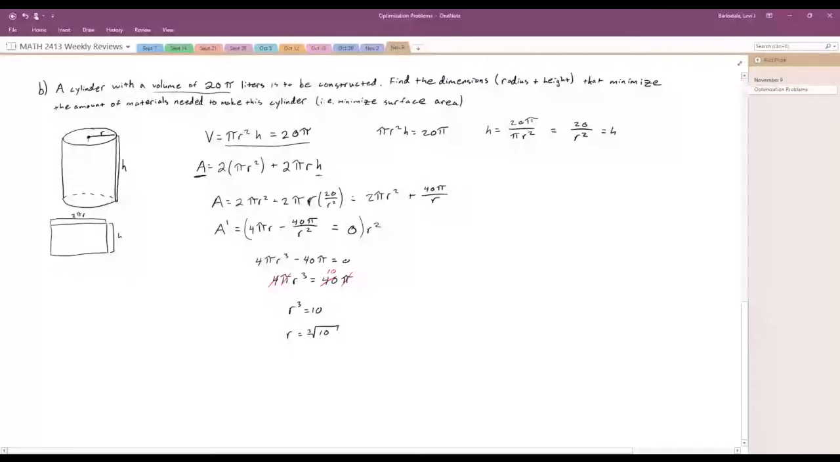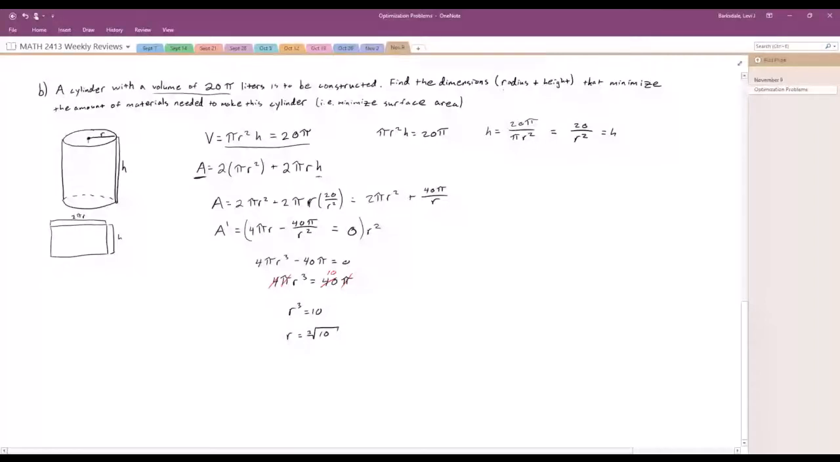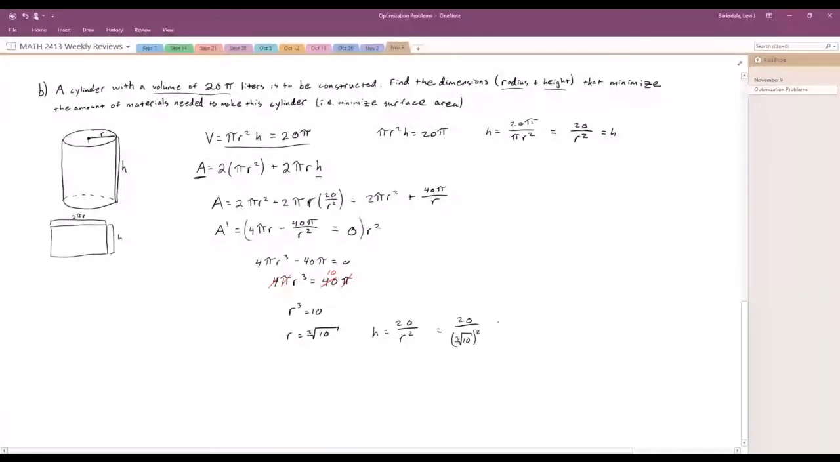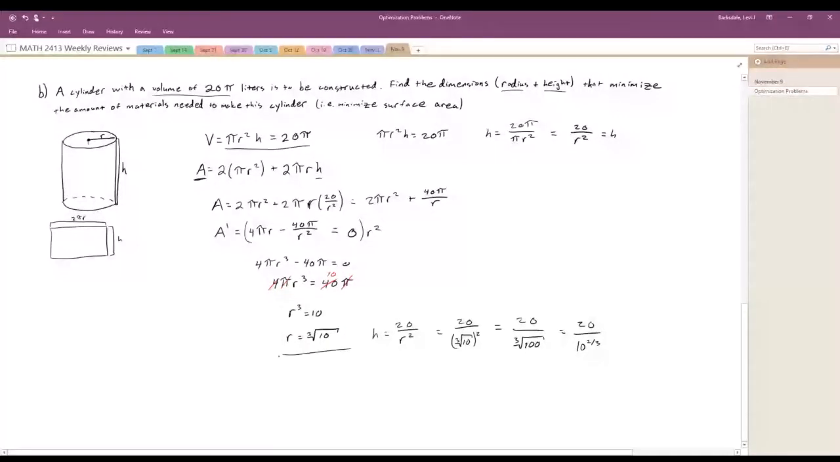Well, the question asked to find the dimensions, which is both the radius and the height. So I've already found the radius. Now I just need to find the height. Luckily, I know that my height is equal to 20 divided by r squared, which is equal to 20 over the cube root of 10 squared, which we can write as 20 over the cube root of 100. Or we could even write it as 20 over 10 to the 2/3, however you prefer. But these are our final answers.